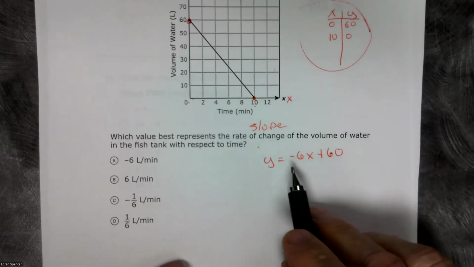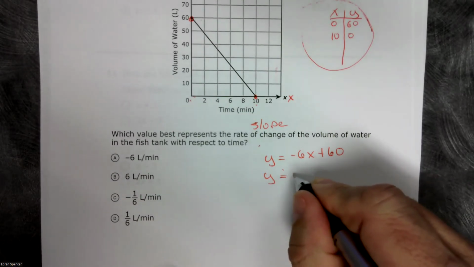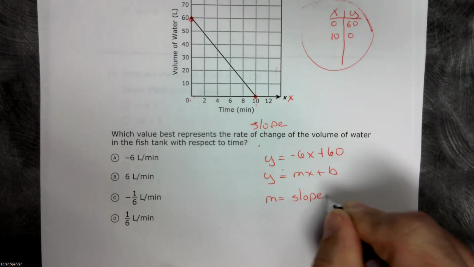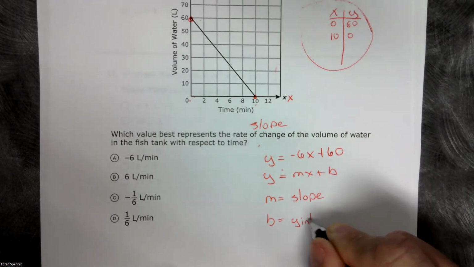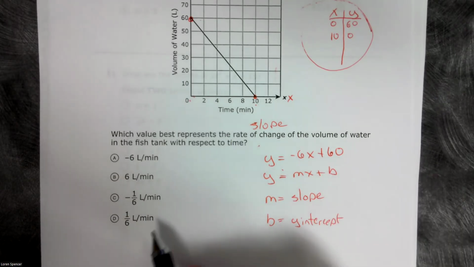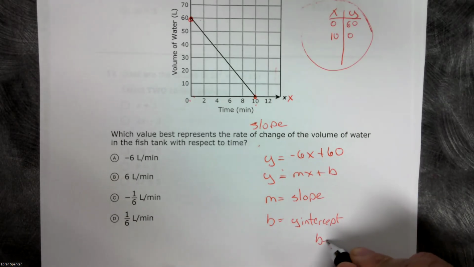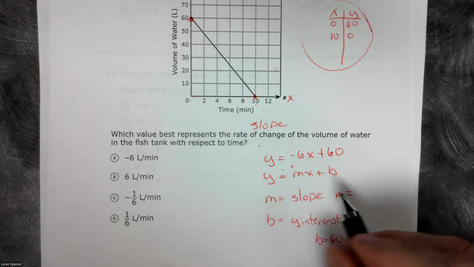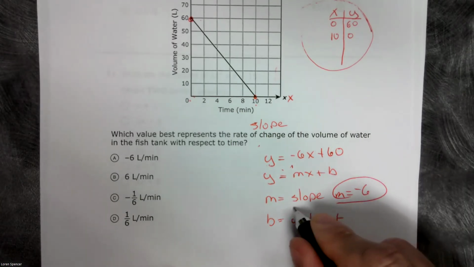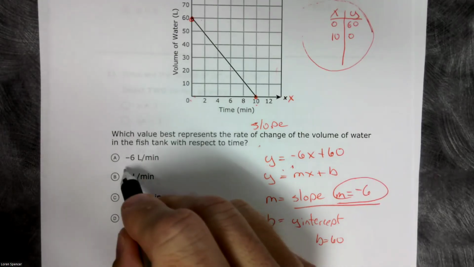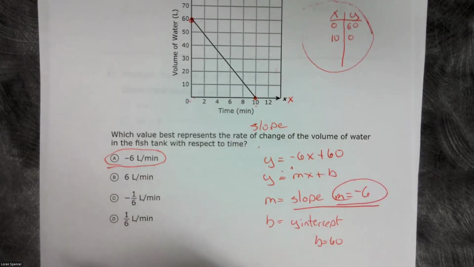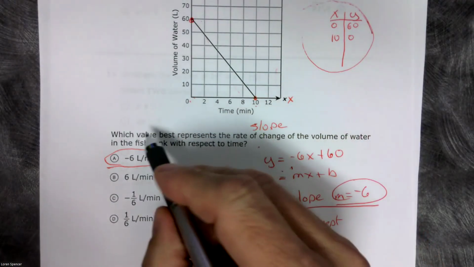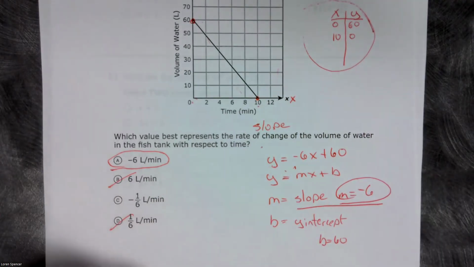Like, great, we got this equation. What does it mean? Well, this is in y equals mx plus b format, and m is my slope, b is the y-intercept. All right, well, b is 60, and m, which is what we care about, was, oh, it was a negative 6. So my slope is negative 6, and by the way, just by guessing, we knew we were going down because we have a downward trend, so it had to be negative. So I got rid of those two right away.